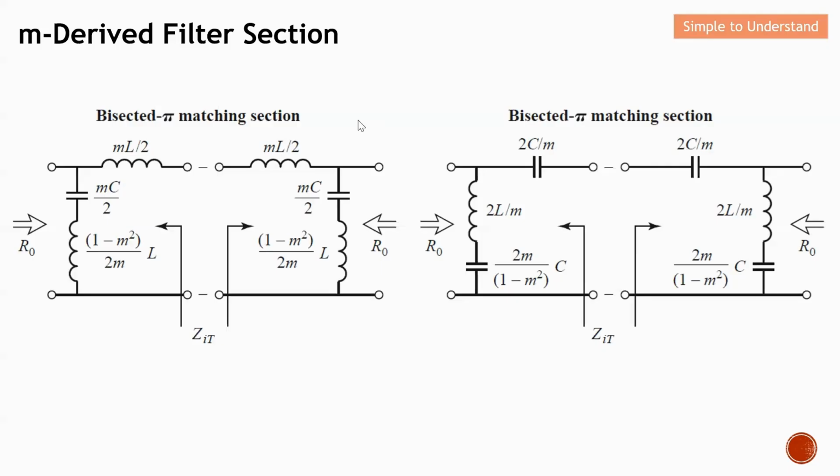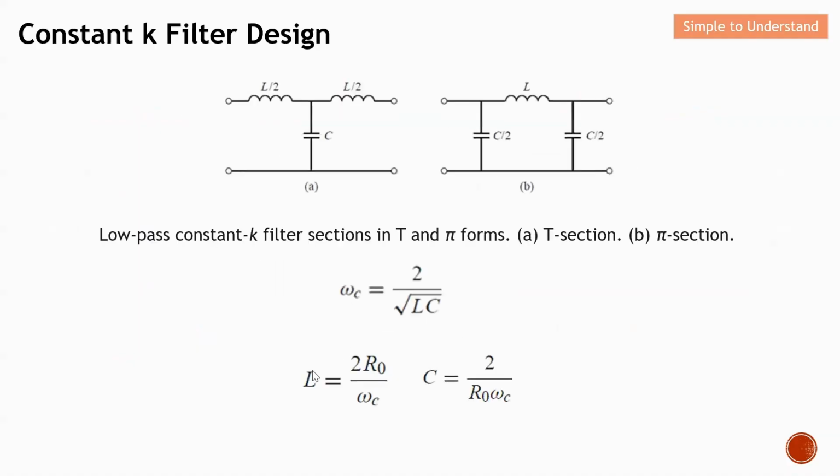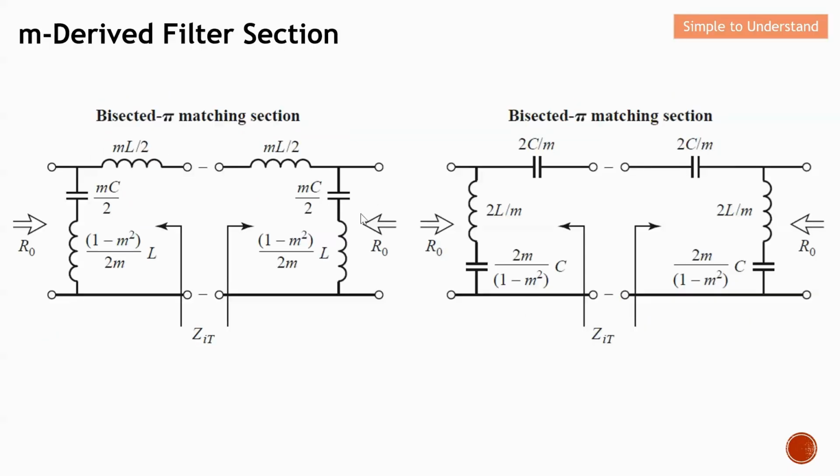For matching, I need to break them into input and output. So from here, you can see that this is for the low pass filter, this is for the high pass filter. Like I mentioned earlier on, I need to separate the input and the output. Again, the L and C can be derived from the same constant K method to calculate the L and the C value. After that, you can put them into this to obtain the design of the matching section.